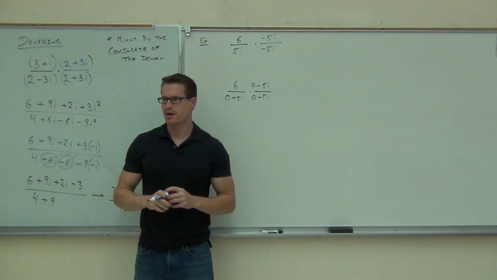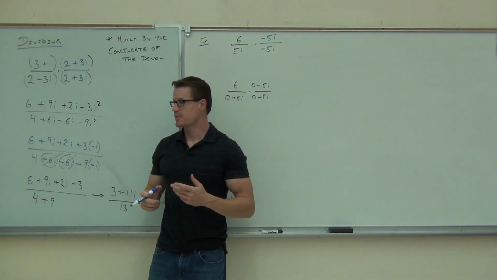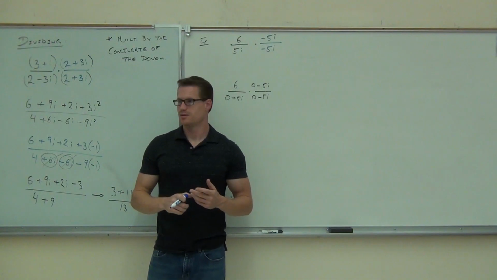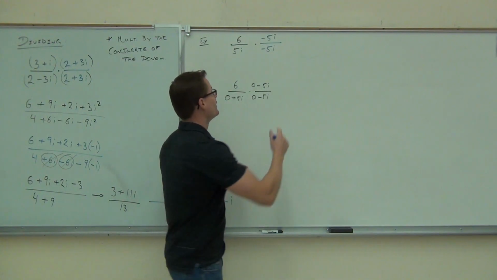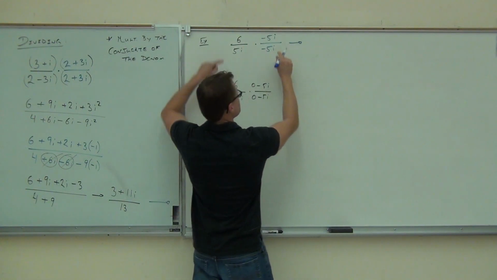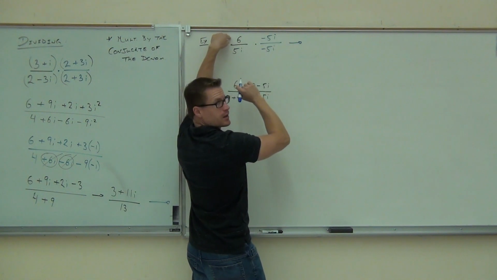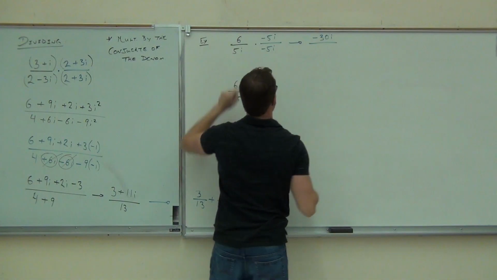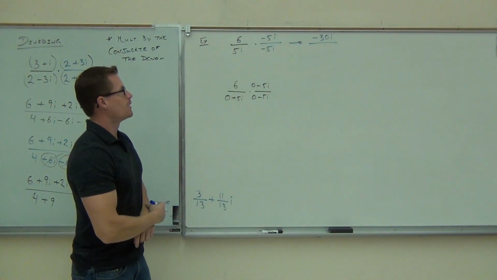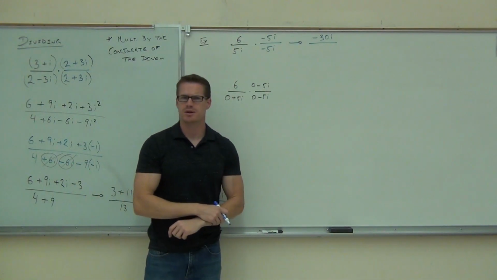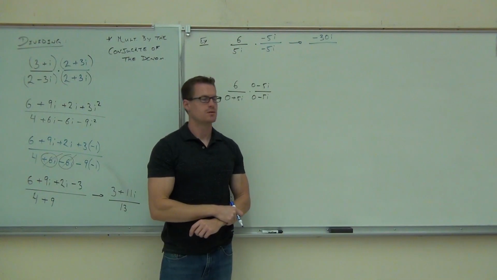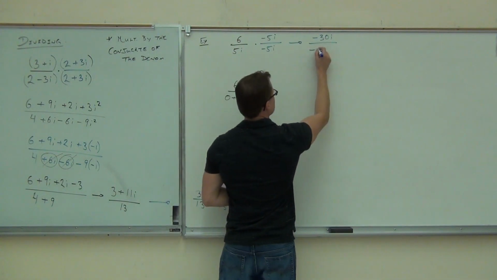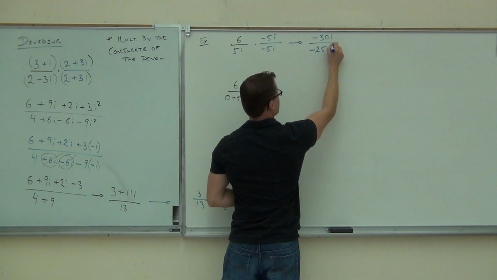Ladies and gentlemen, are you all right with that one? Okay, let's see what happens. See what happens here. On the numerator, how much am I going to get? -30i. On the denominator, how much am I going to get? Negative 25i squared.